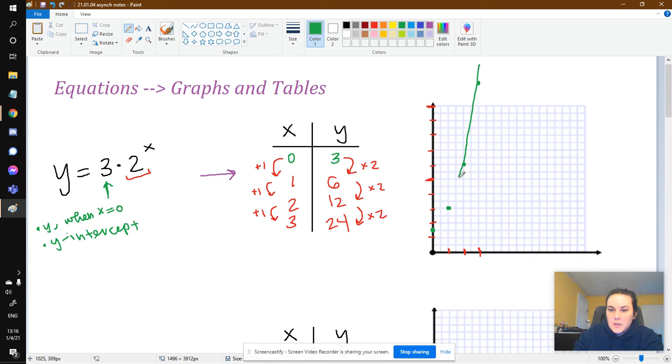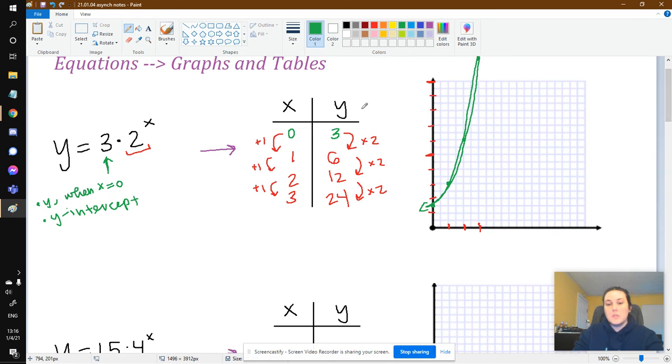When we connect the dots, we start to get this. It's not a straight line. It almost looks like this. Like it curves up and gets fast. Like gets tall really fast. Awesome.